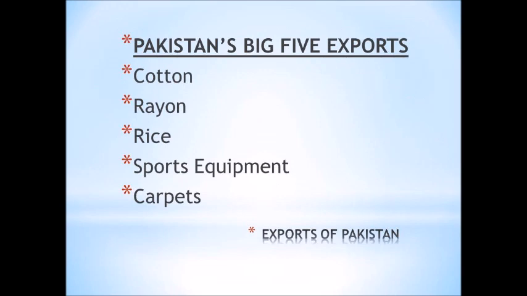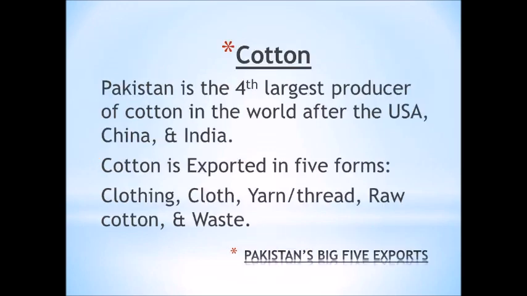Pakistan's big five exports are cotton, rayon, rice, sports equipment, and carpets. Cotton. Pakistan is the fourth largest producer of cotton in the world after the USA, China, and India. Cotton is exported in five forms: clothing, cloth, yarn, thread, raw cotton, and waste cotton.